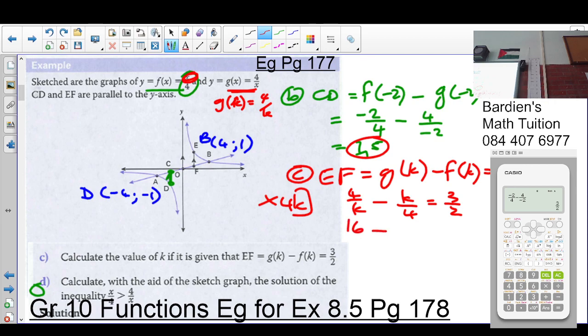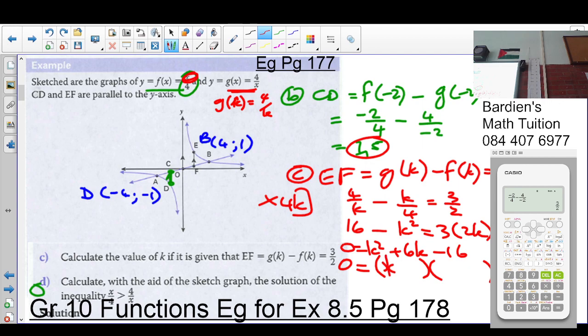So it's going to be 16 minus k squared is equal to 3 times 2k. Take everything to one side, so 0 is equal to k squared plus 6k minus 16. We said we know 2 is going to be a factor there. So it's going to be k and 2, k and 8 by the looks of it. So it must be plus and minus. So k is equal to 2 or k is equal to negative 8. Calculate the value of k. It can be either one of the two.